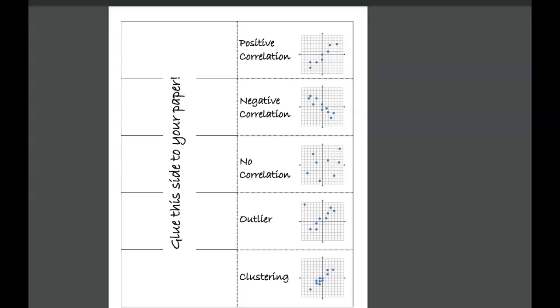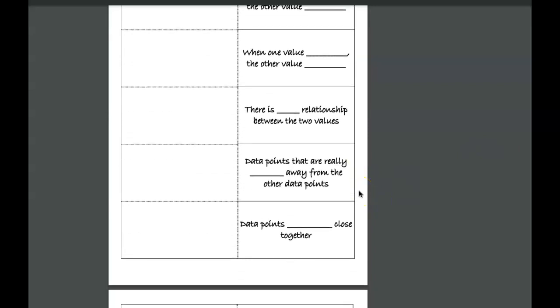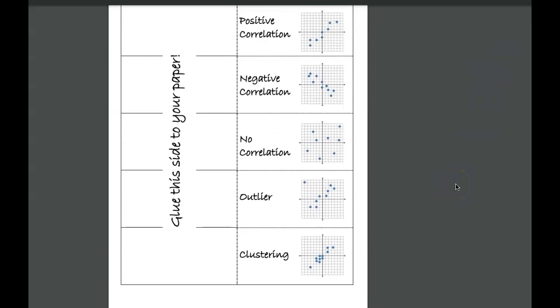Then you can open up the tab for negative correlation. So when one value increases, the other value decreases. You can see on the front, if you close that tab, there is your picture. Here your X's are getting bigger, but your Y's are getting smaller. Therefore, it has a negative correlation. Okay?